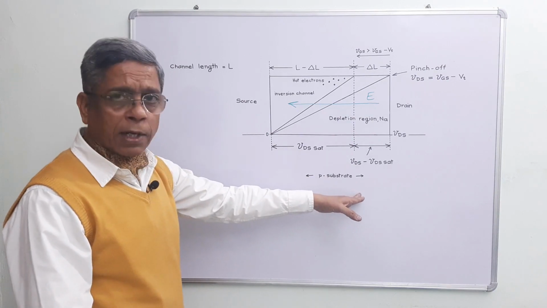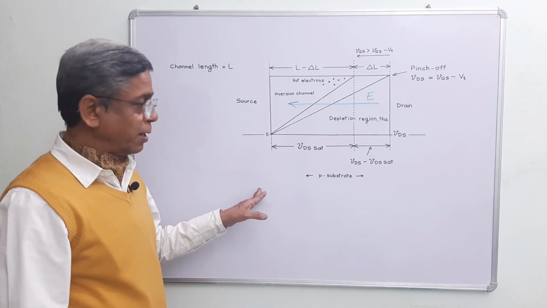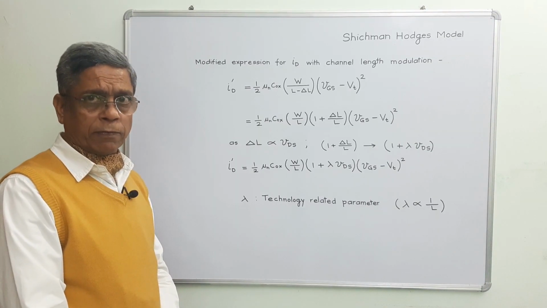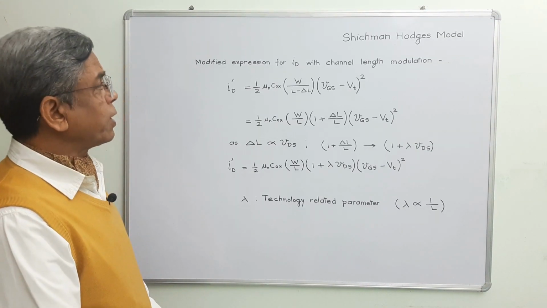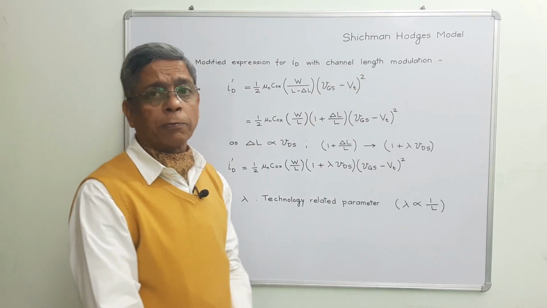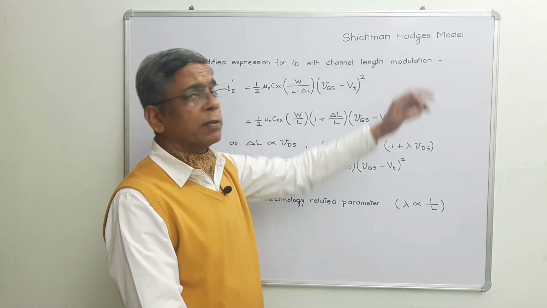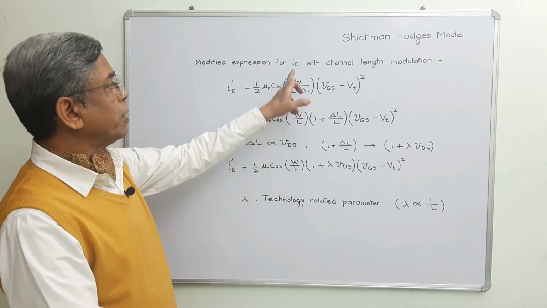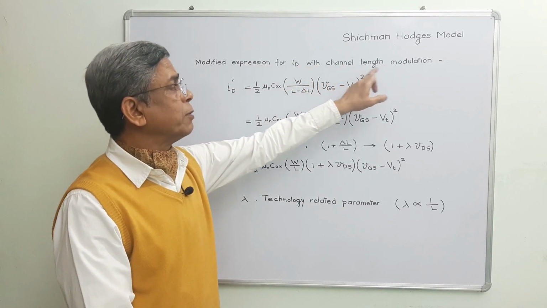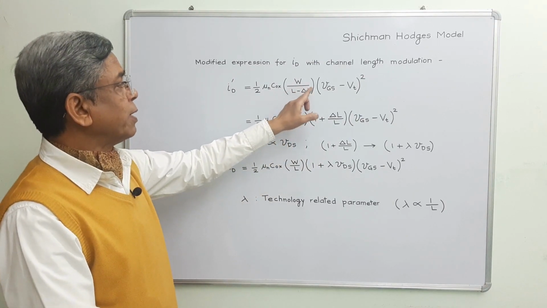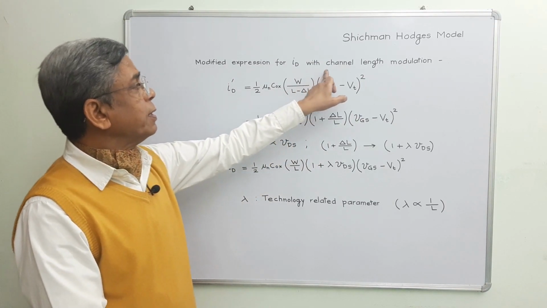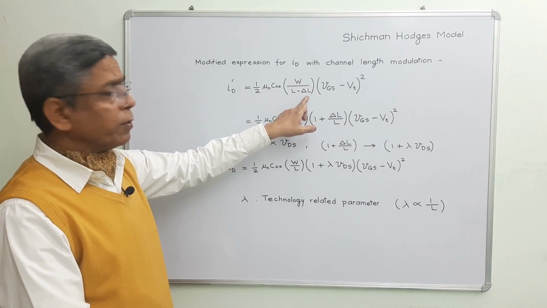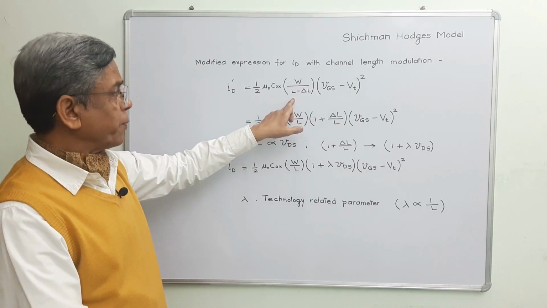In the next section, let us derive the expression for drain current under the effect of channel length modulation. For MOSFETs with longer channel length, the effect of channel length modulation is explained by using the Shichman-Hodges model. This is the modified expression for drain current with channel length modulation, and this is the effect over here. Under CLM, length is decreased by this much amount, so we have just replaced this factor in the denominator.